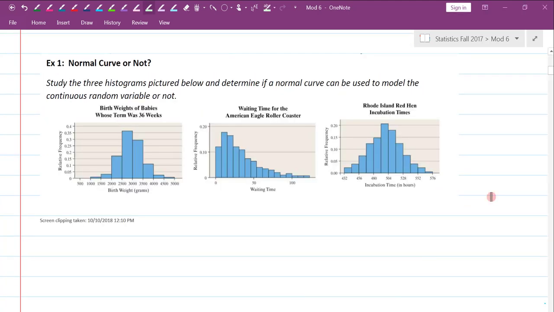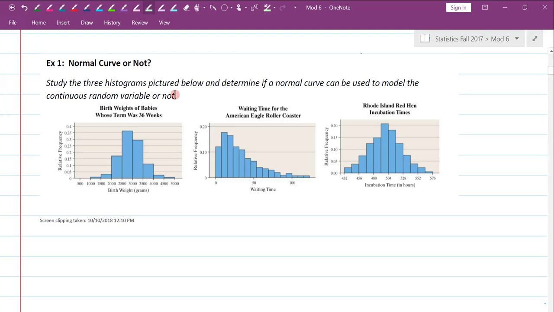Take a moment and let's look at these. Are these a normal curve or not? Study the three histograms pictured below and determine if a normal curve can be used to model the continuous random variable or not. So I'm going to let you take a moment.